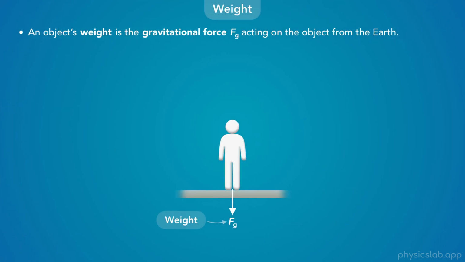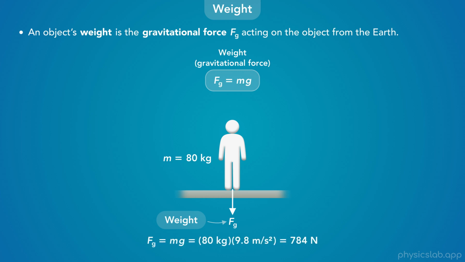We already learned that an object's weight is the gravitational force, Fg, acting on the object from the Earth. We always use this equation to calculate the weight, which is the object's mass multiplied by g, the acceleration due to gravity, or the strength of the gravitational field. So if you have a mass of 80 kilograms, then your weight, the gravitational force, is 80 kilograms times 9.8 meters per second squared, which is 784 newtons.